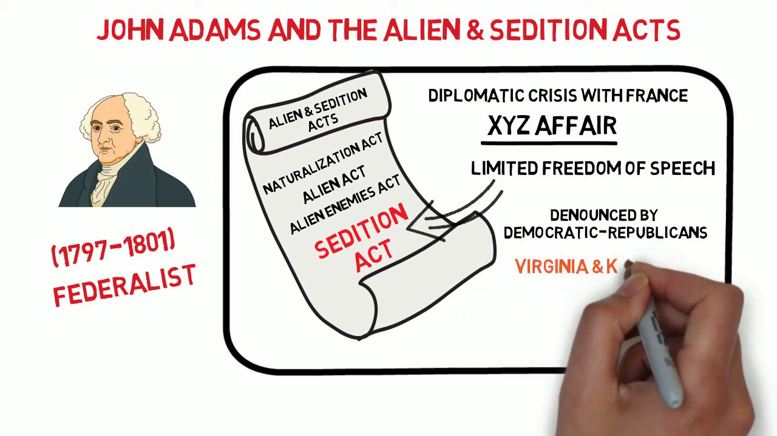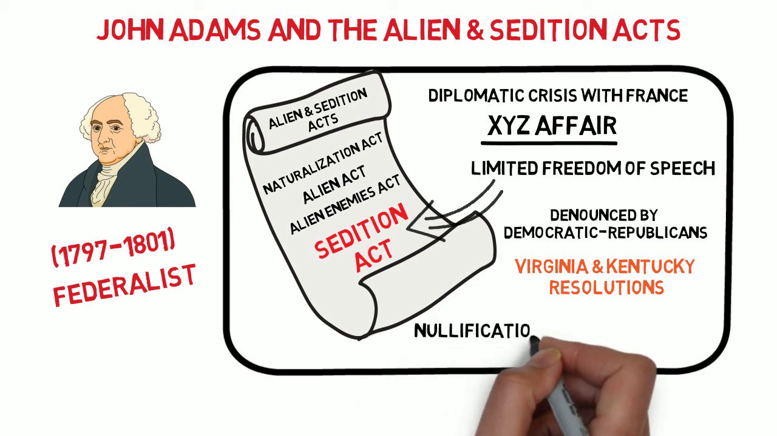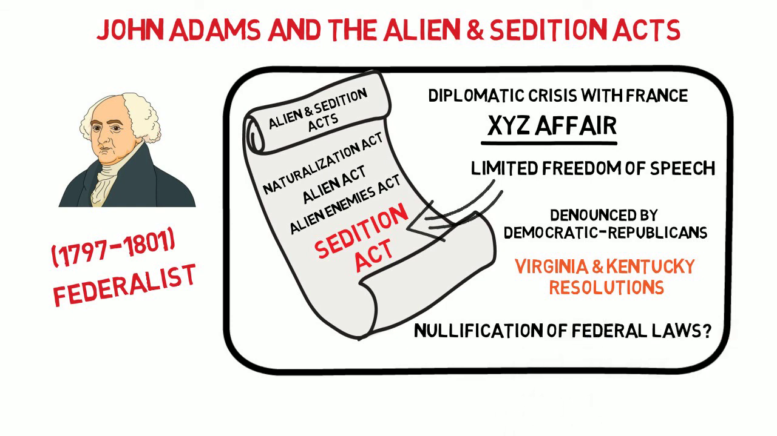In 1799, the state legislatures of Virginia and Kentucky passed resolutions, or official statements, known as the Virginia and Kentucky Resolutions. These resolutions denounced the Sedition Act as a violation of the First Amendment. In doing so, they raised the issue of nullification of federal law. To nullify means to invalidate government decisions. They argued that federal law did not have to be enforced by the states if that law was unconstitutional.